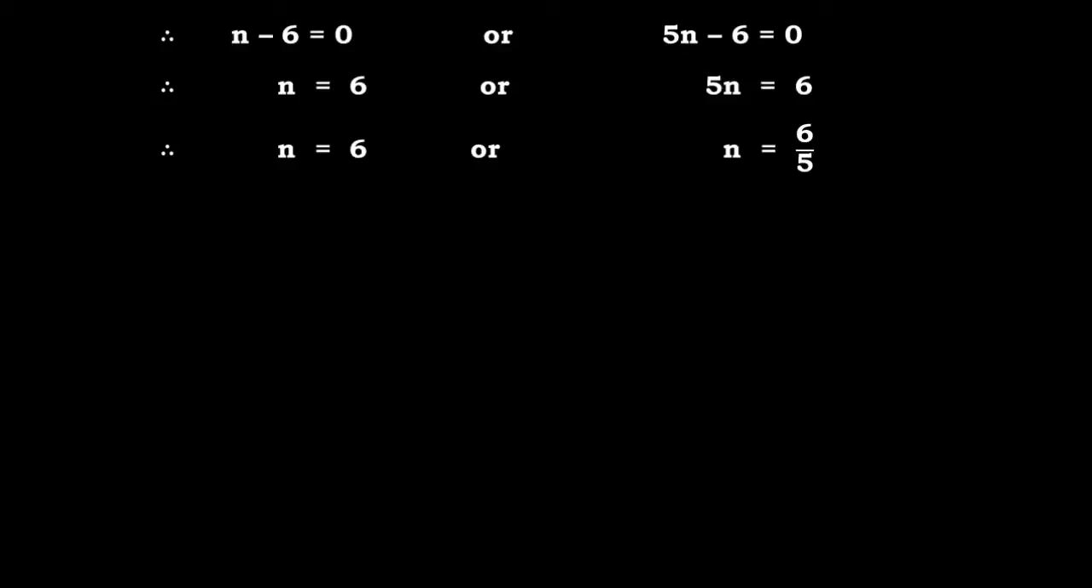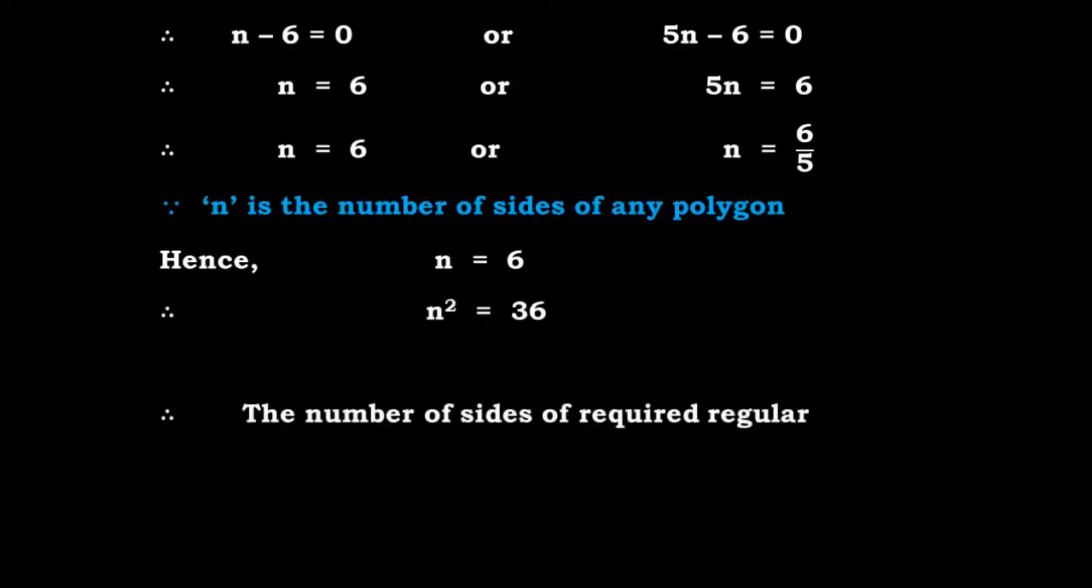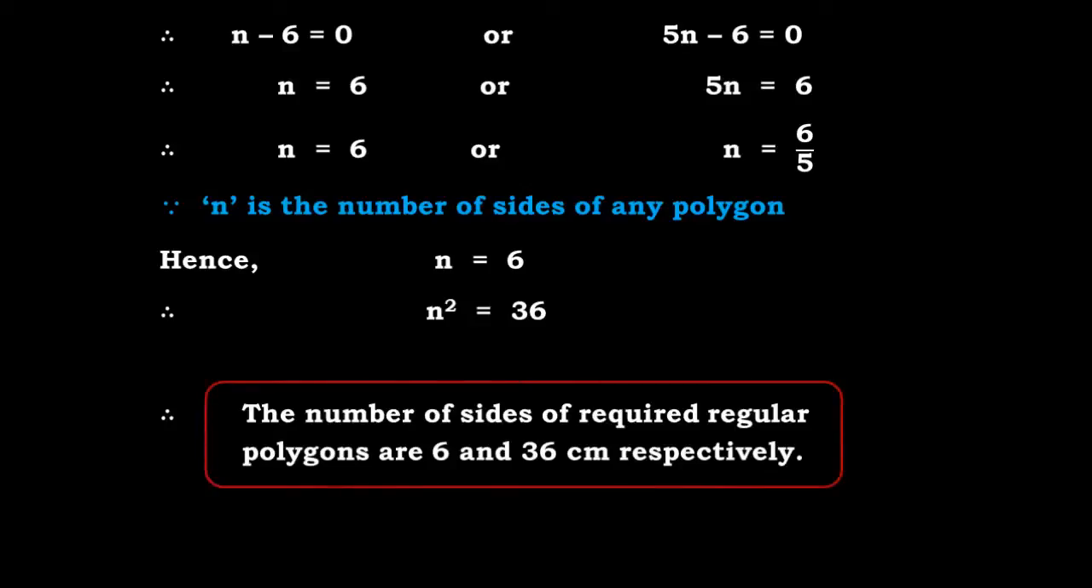See students, 6 upon 5. n is the number of sides of the polygon, so n is equal to 6, not 6 upon 5. n is equal to 6. Therefore n square is equal to 36. That means the number of sides of the required regular polygons are 6 and 36 respectively.